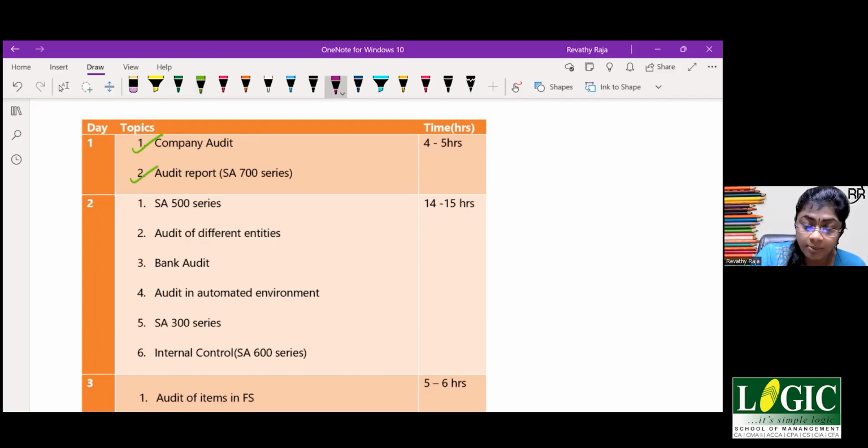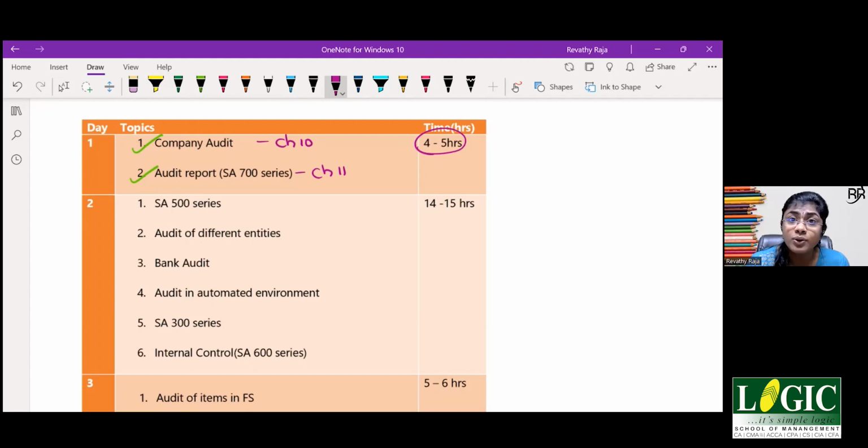This is chapter number 10 in the study material, and this is chapter number 11. So around 4 to 5 hours, you can finish off the company audit as well as the audit report chapter. With this, your 700 series will be over. Now, with confidence, we will face the second day, the most crucial day, the day before the examination.